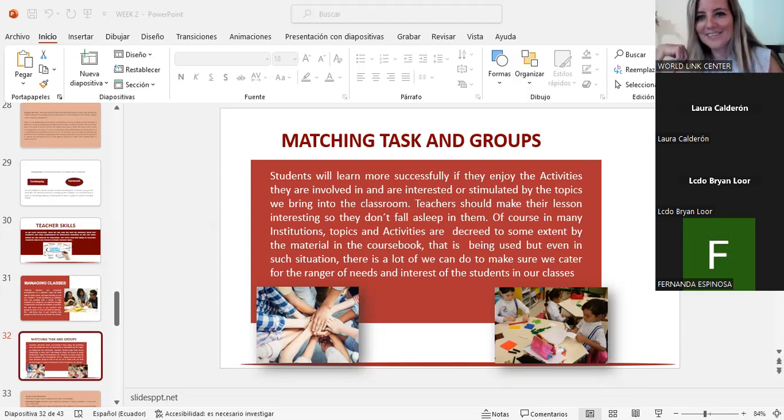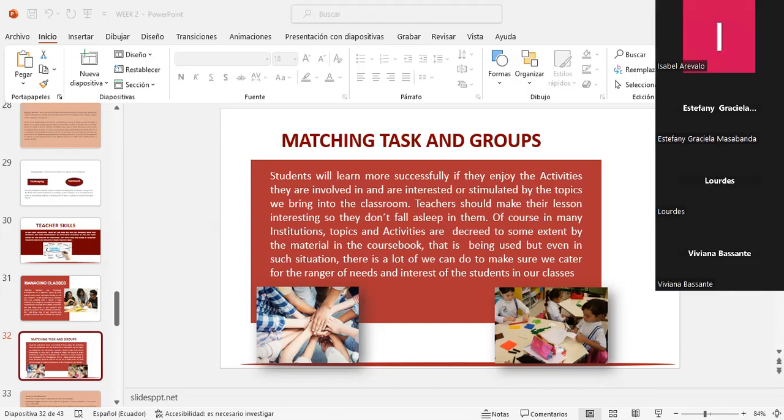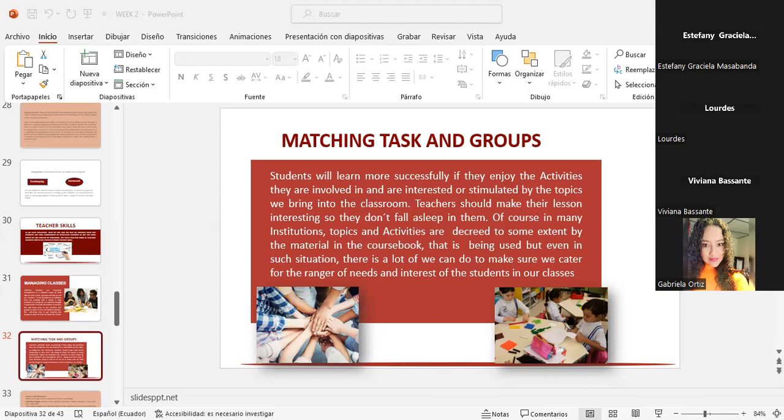You understand? Brian, Laura, Viviana? You understand the tic-tac-toe game? Okay, that is in groups, okay? That is a case. Another work group?